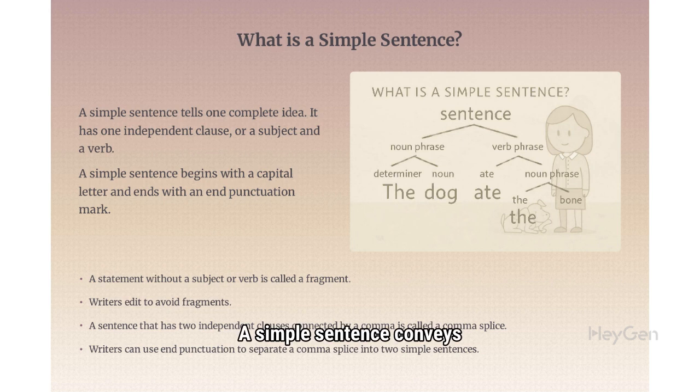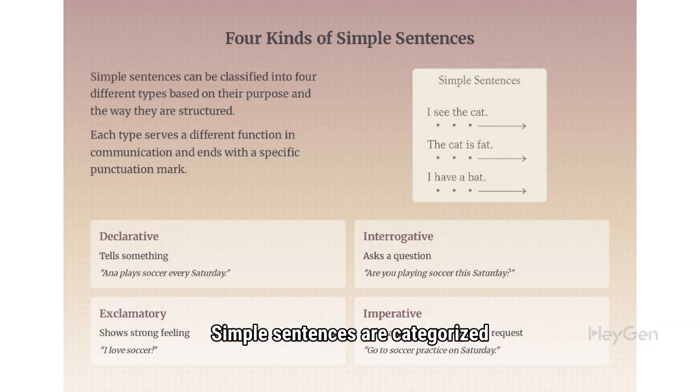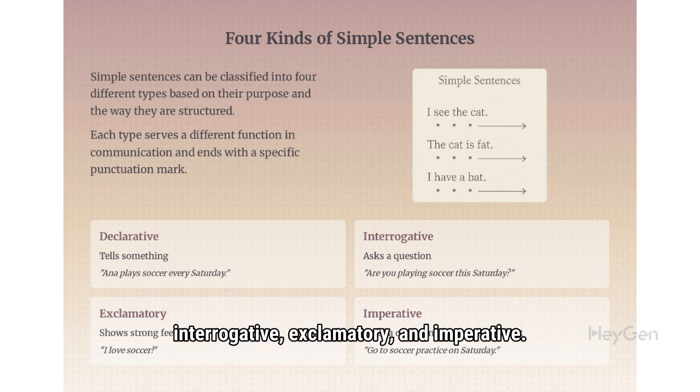A simple sentence conveys a complete idea with one independent clause, consisting of a subject and a verb. It starts with a capital letter and ends with punctuation. Fragments lack a subject or verb, while comma splices improperly connect two independent clauses. Simple sentences are categorized into 4 types: declarative, interrogative, exclamatory, and imperative.